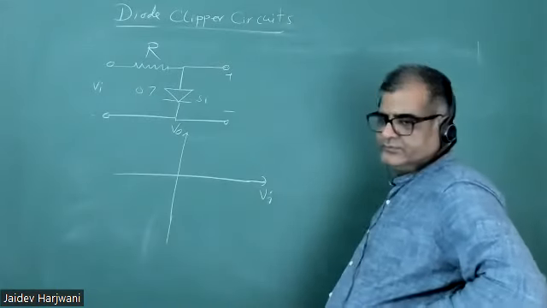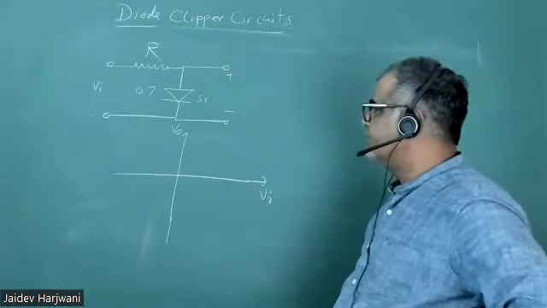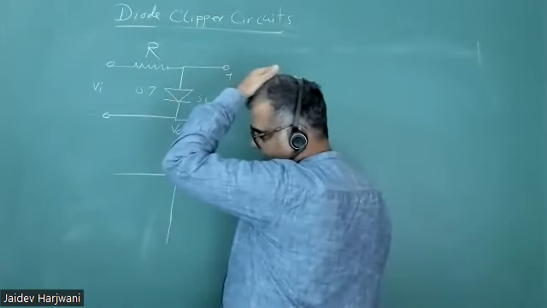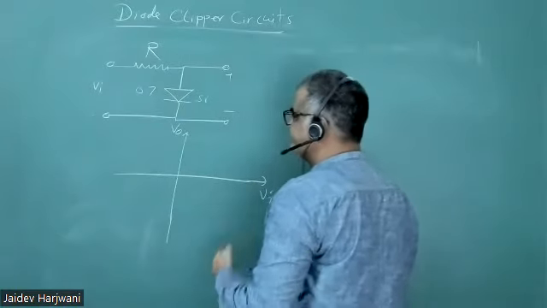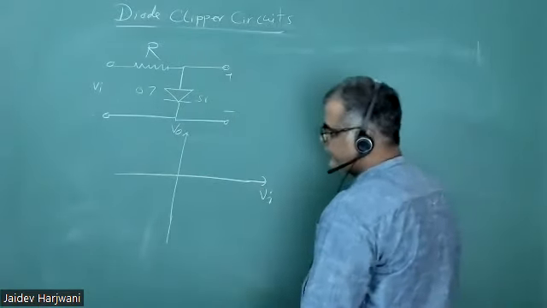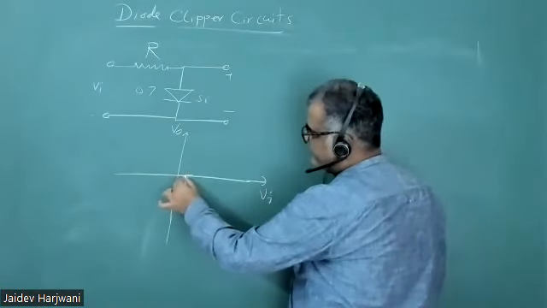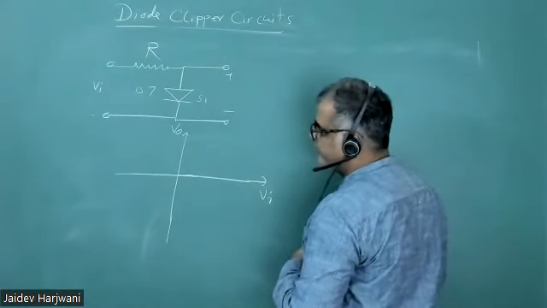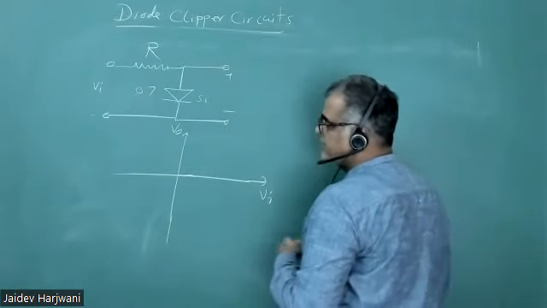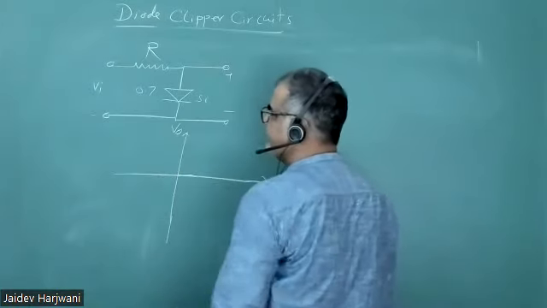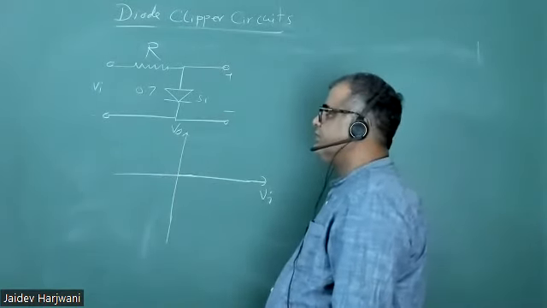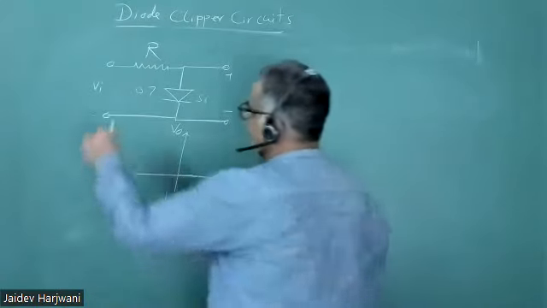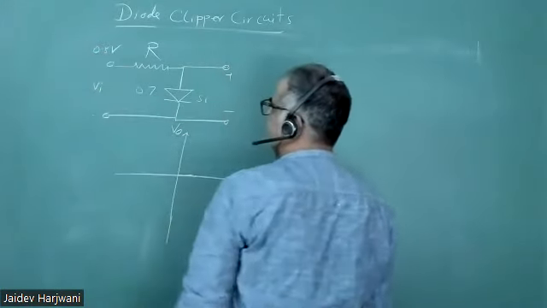Up to 0.7 volt, it will be off. After that, it starts conducting, so it becomes 0. Very good. So how should I draw? I'm increasing Vs. What will happen on the right side of the graph? If Vi is 0.5, and I'm increasing Vi from 0, then what will be the output? If this is 0.5 volt, what will be the output here?